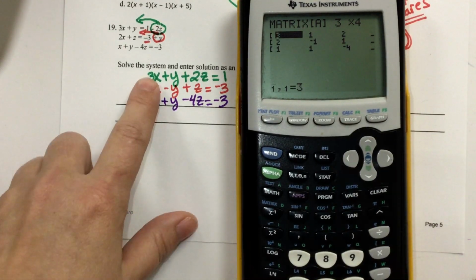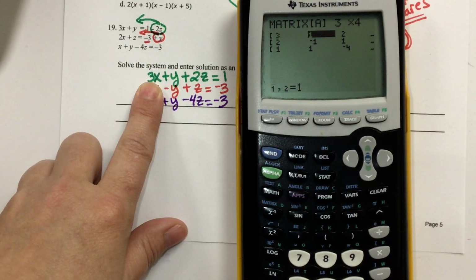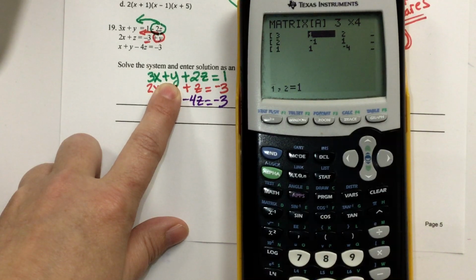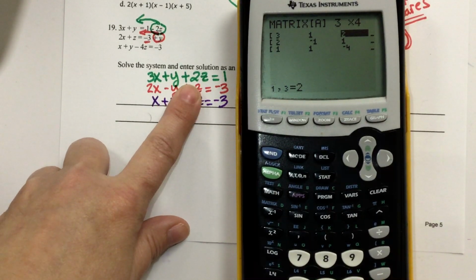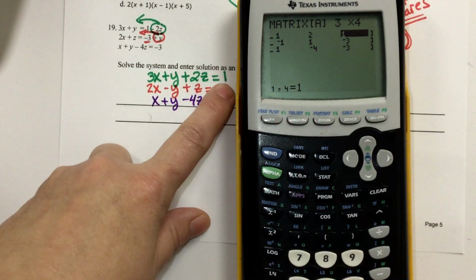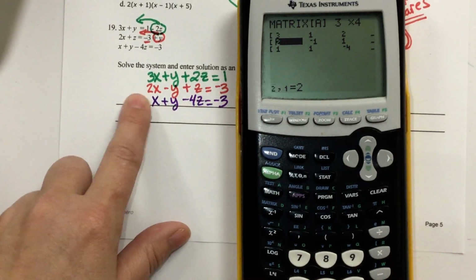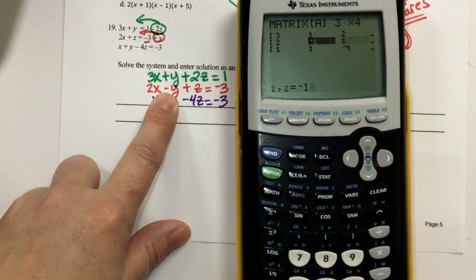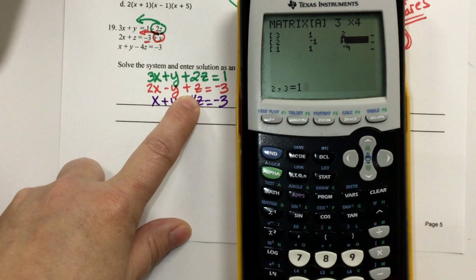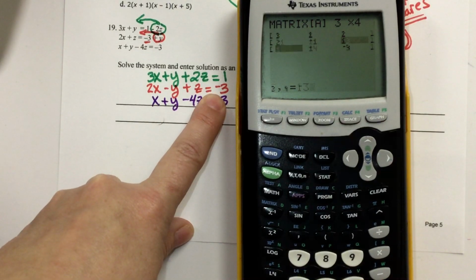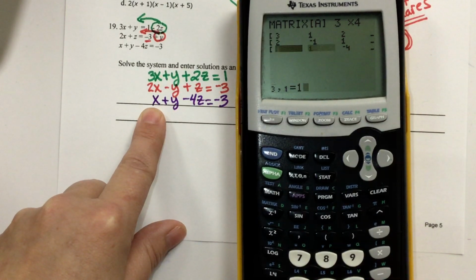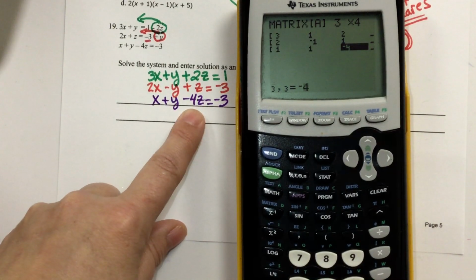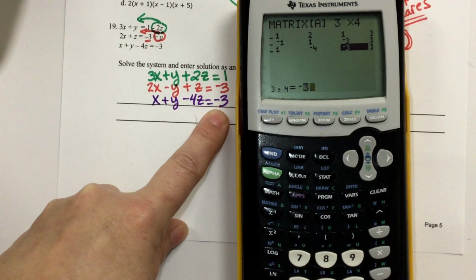Okay, so in front of the x I have a 3, so 3 enter. In front of the y I have a 1, so 1 enter. In front of the z I have a 2, so 2 enter. And my constant is 1, so 1 enter. Then in front of the x I have a 2, 2 enter. Then I have a negative 1. Then I have a positive 1. And then I have a negative 3. Then I have a 1, a negative 4, a negative 3.